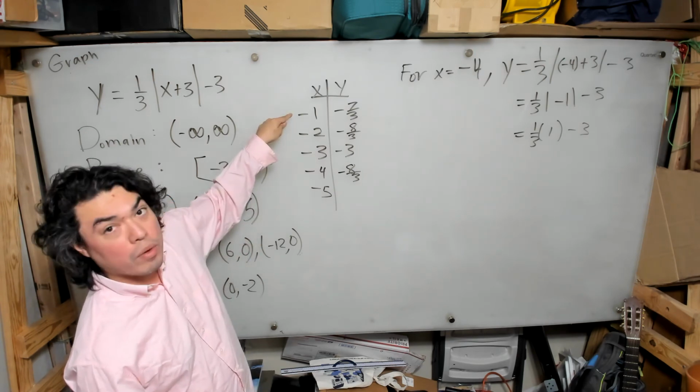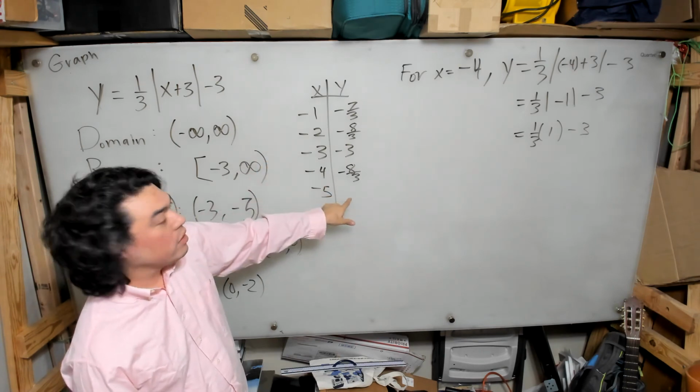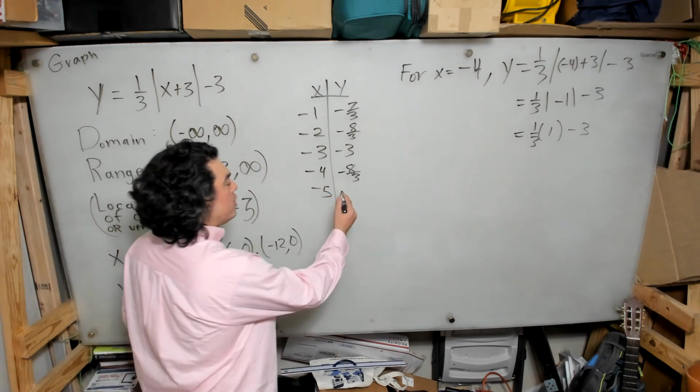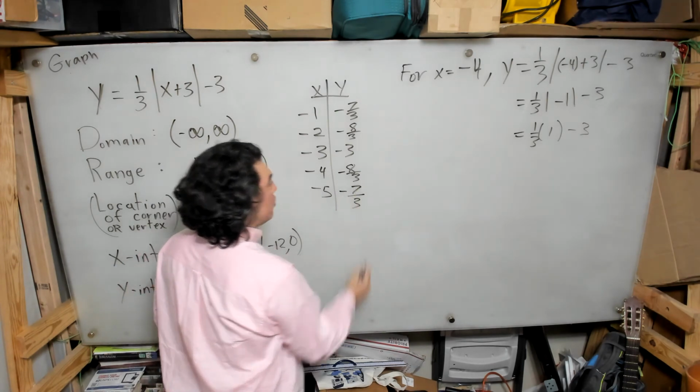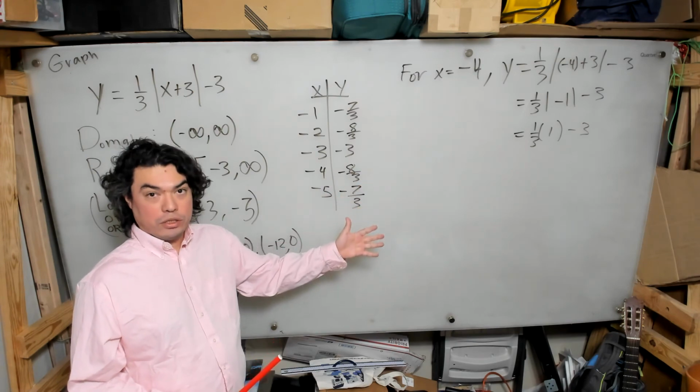Similarly, this is 2 away from the vertex. So therefore, the negative 5 being 2 away from the vertex, the y value must be the same as well. So this is going to be negative 7/3. So by using the symmetry, we were able to avoid a lot of the calculation.